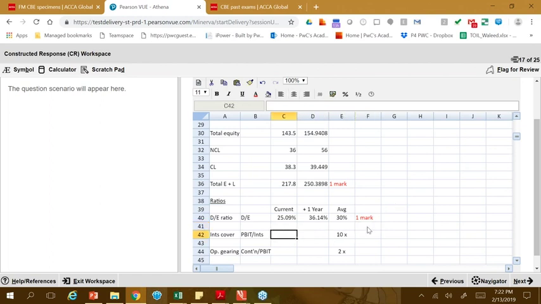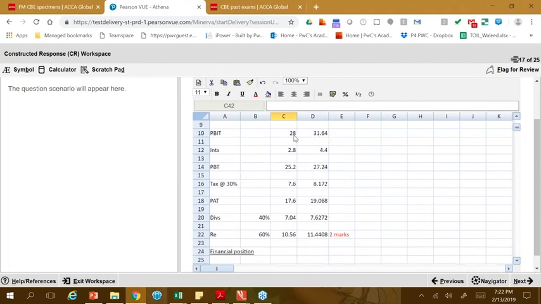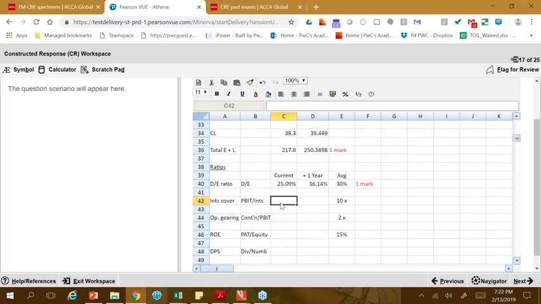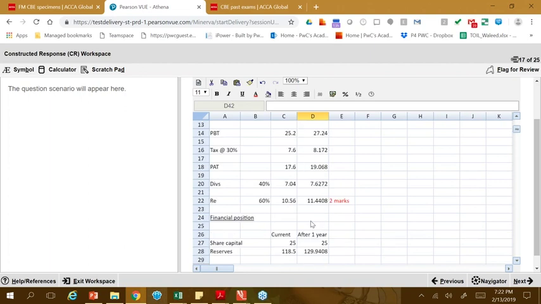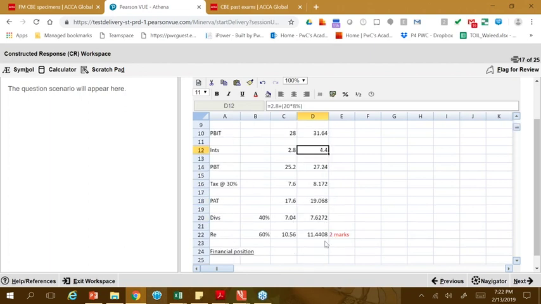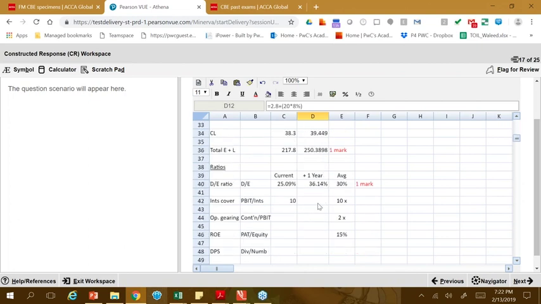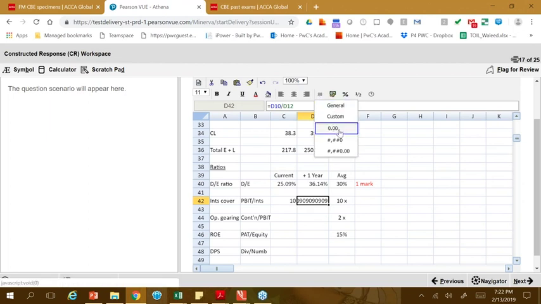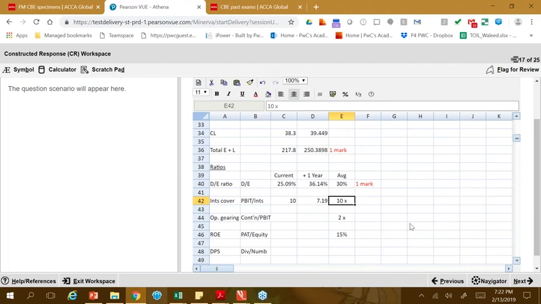Interest cover now. The current data is PBIT over interest. So where is PBIT? Here is PBIT in C10, and interest is in C12. So C10 divided by C12. And when we're looking at the plus 1 year, we're taking here the D10 divided by D12. So here is the interest cover, which is 7.19. And I will get a further 1 mark here.